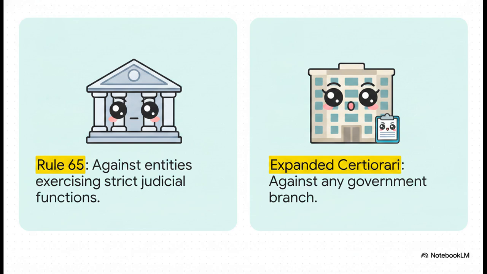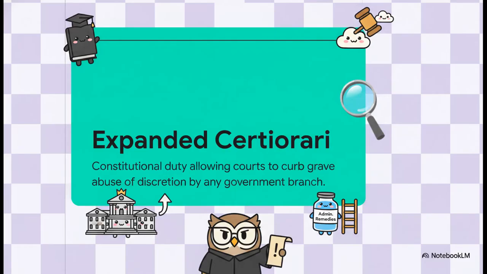So the Supreme Court actually allowed them to challenge it using the constitutional expanded certiorari. Expanded certiorari is actually a constitutional duty under Article 8, Section 1. It dramatically expands judicial review, basically allowing courts to strike down grave abuse of discretion by any branch or instrumentality of government, even if they aren't performing judicial functions at all. Pretty powerful, right? However, the professor firmly reminds us, even with this expanded power, you are not exempt from the rules. You've still got to observe the hierarchy of courts, so please don't jump straight to the Supreme Court, and you absolutely must exhaust your administrative remedies first.